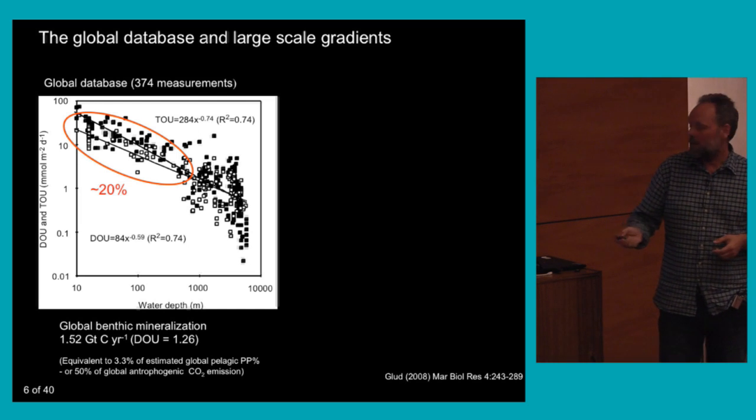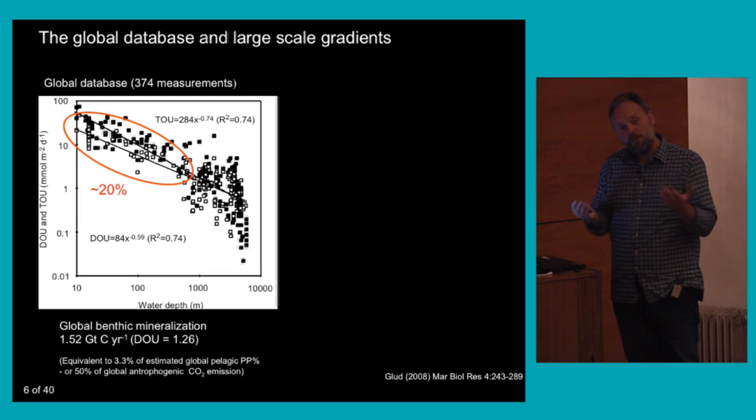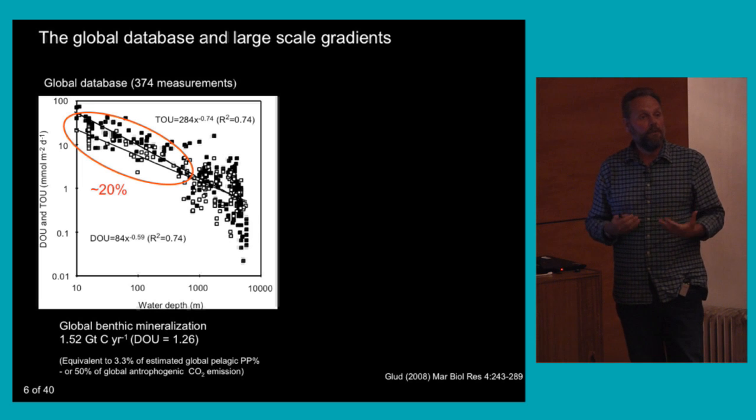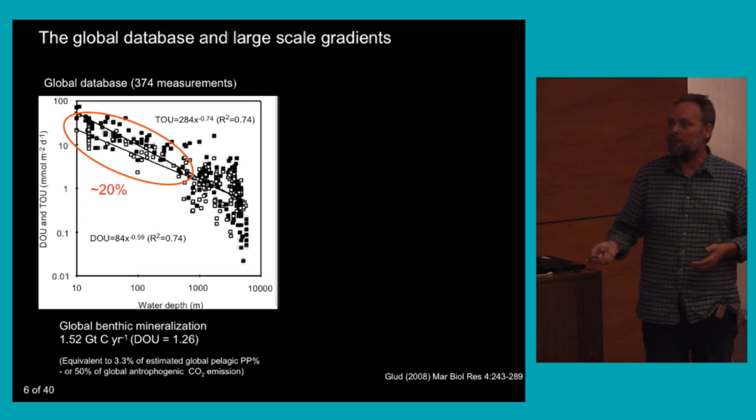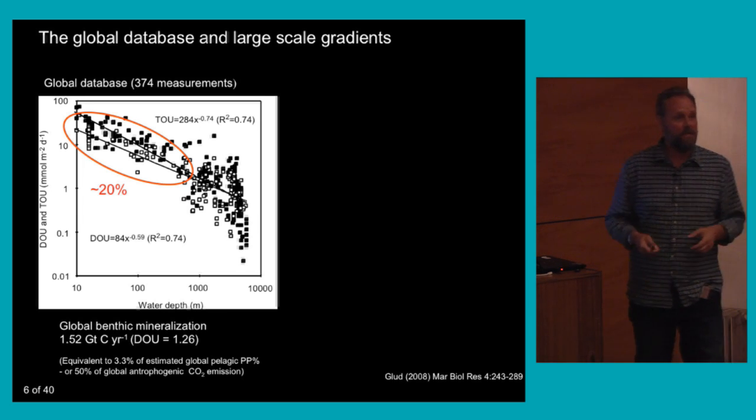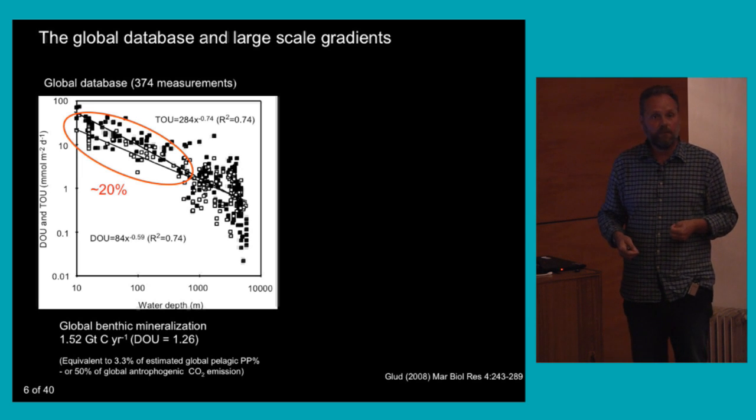It sounds like a big number, but astonishing to me at least is that it's only equivalent to about 50% of the global anthropogenic increase of CO2 in the atmosphere now. The entire integrated CO2 release from the seabed is only 50% of the speed by which CO2 is accumulating in the atmosphere currently.